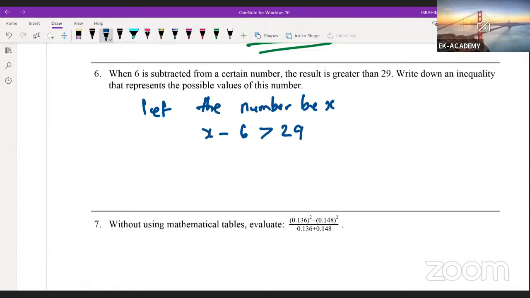So we are going to solve it. So it will be now x is greater than 29 plus 60, x is greater than 35, and that is the inequality representing the solution set, the possible values of x. We continue with the next question.